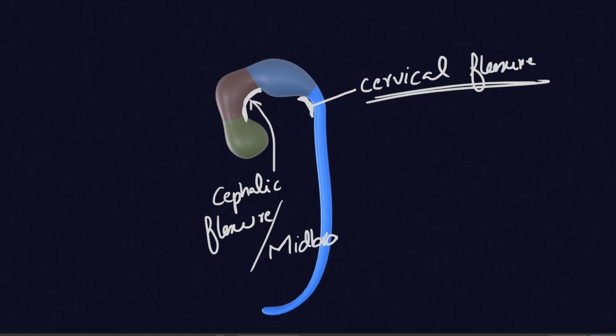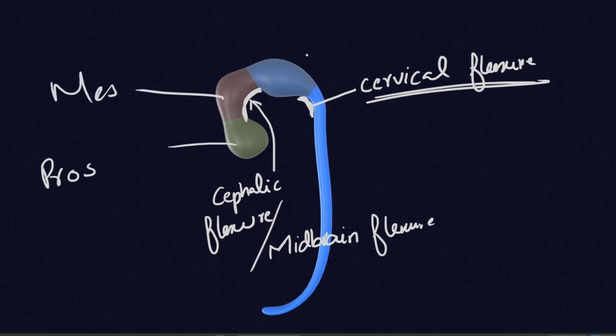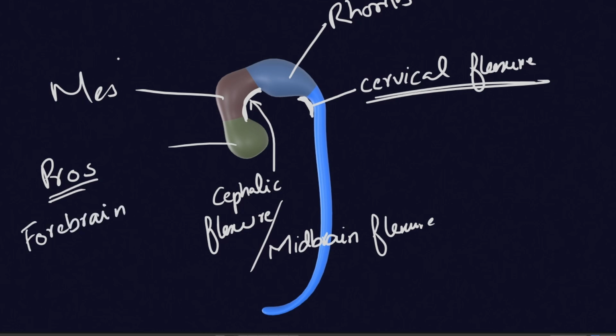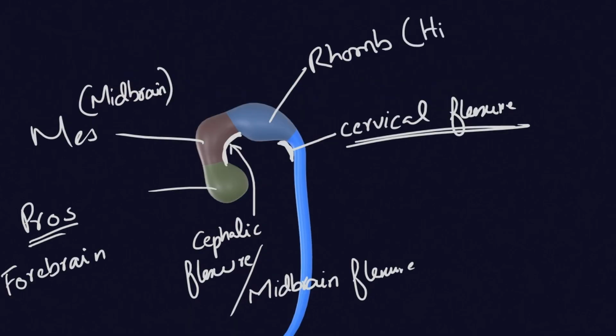By the way, I forgot to tell you earlier about the midbrain flexure. Okay, let me tell you here. Again, this is prosencephalon, this is mesencephalon, and this is rhombencephalon. The prosencephalon is also called forebrain. Mesencephalon is also called midbrain. This I forgot to tell you earlier. And this rhombencephalon is also called hindbrain.